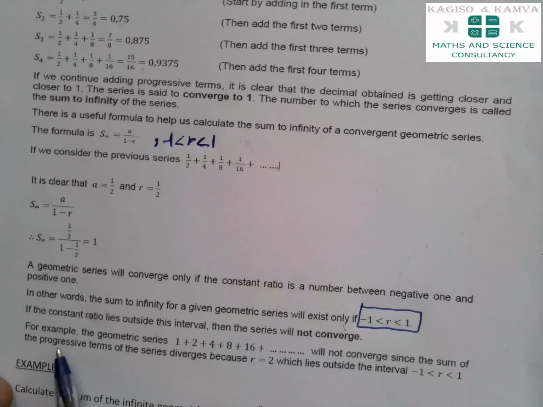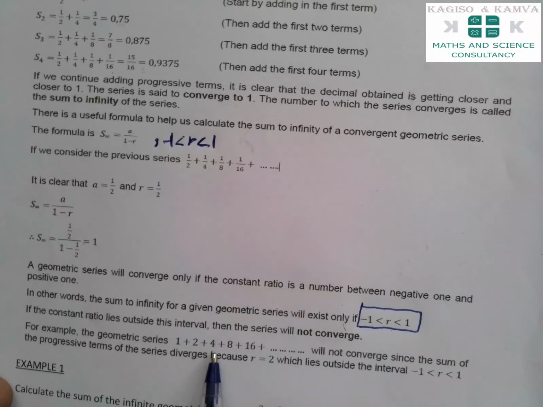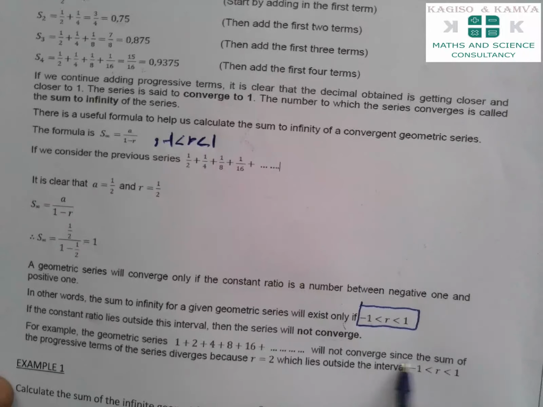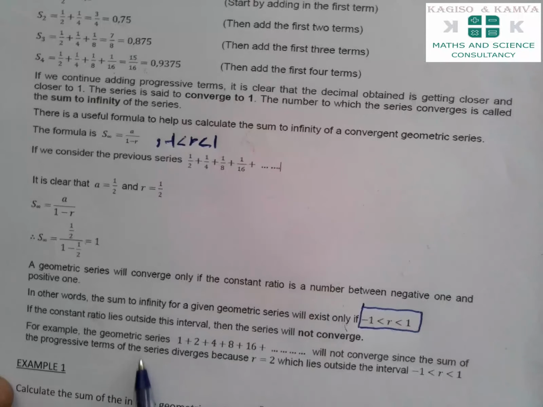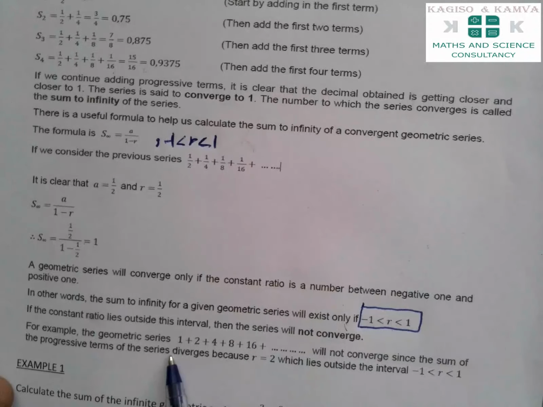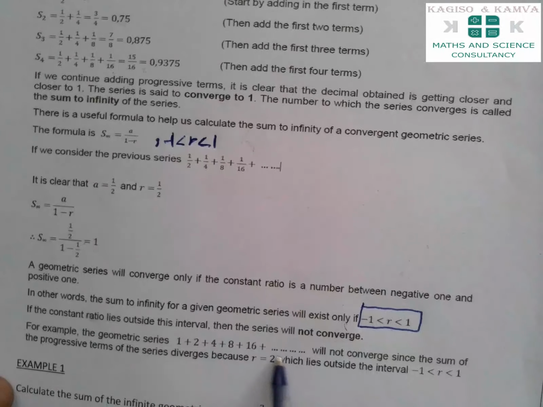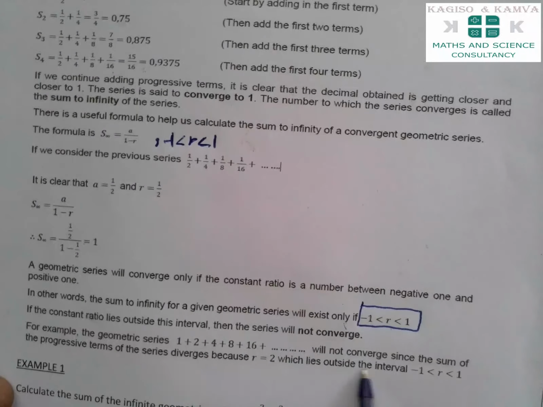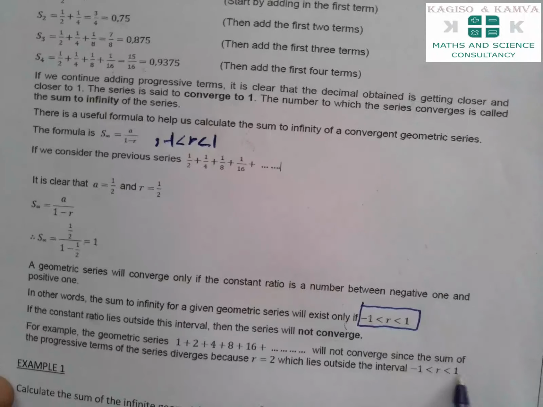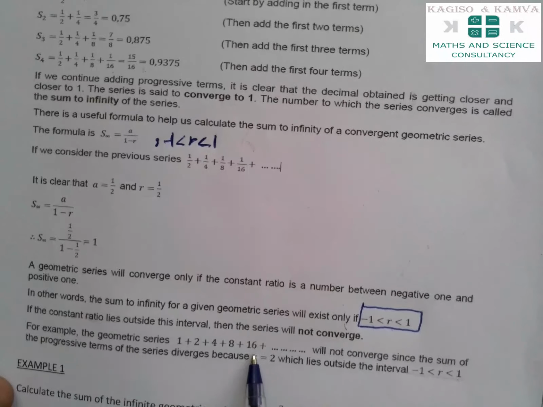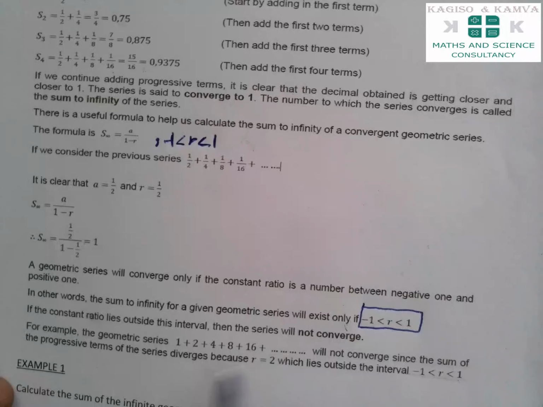Now let us look at this example of a geometric series: 1 plus 2 plus 4 plus 8 plus 16. It will not converge since the sum of the progressive terms of this series diverges. Why does it diverge? Because r is equal to 2, which lies outside this interval. So if you add these values, we're going to keep on getting a bigger number.